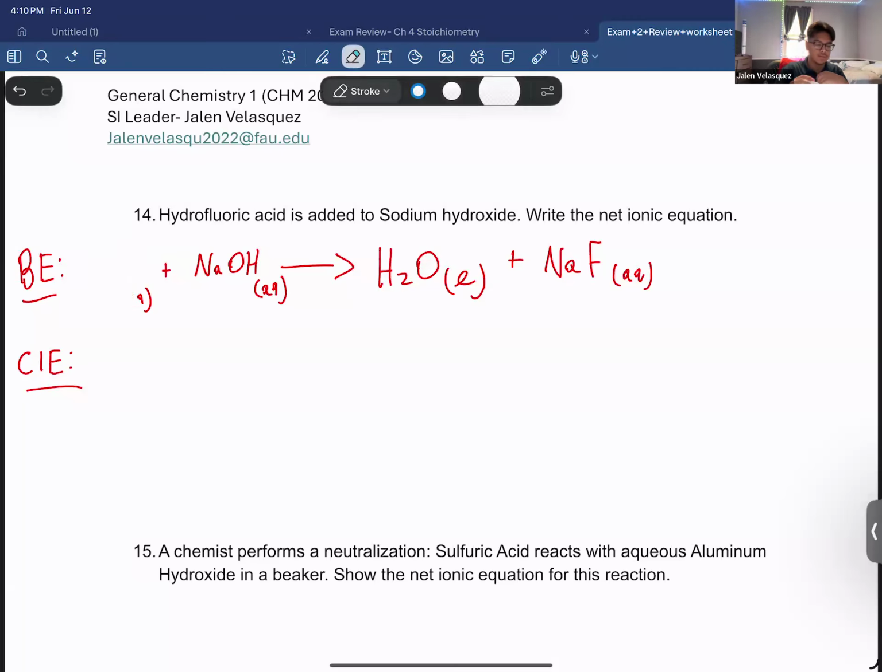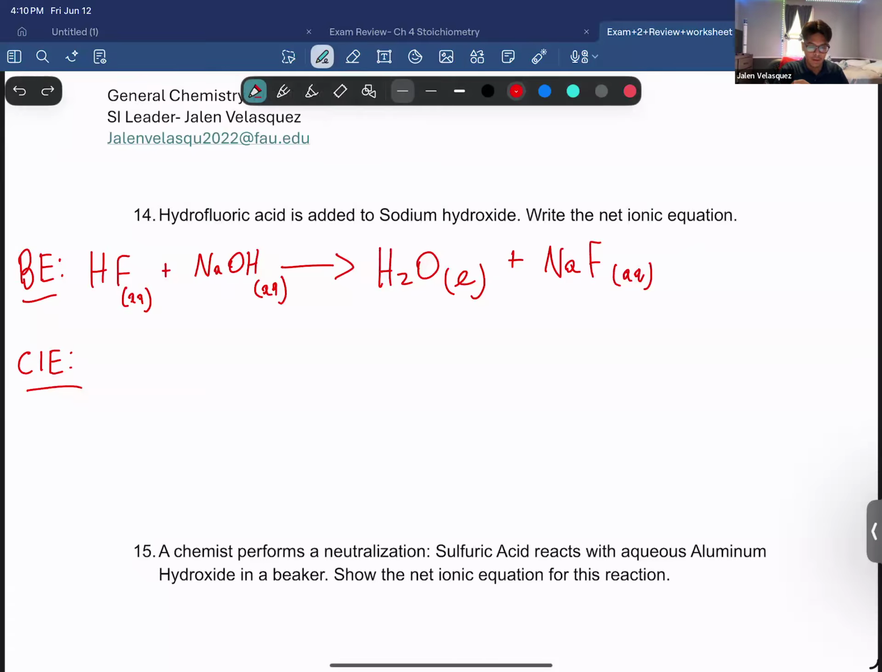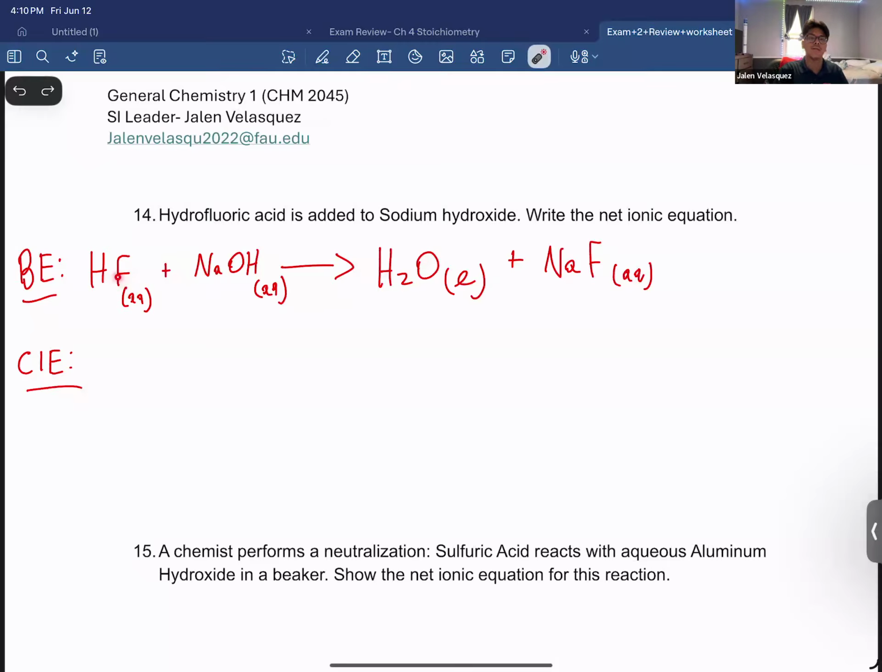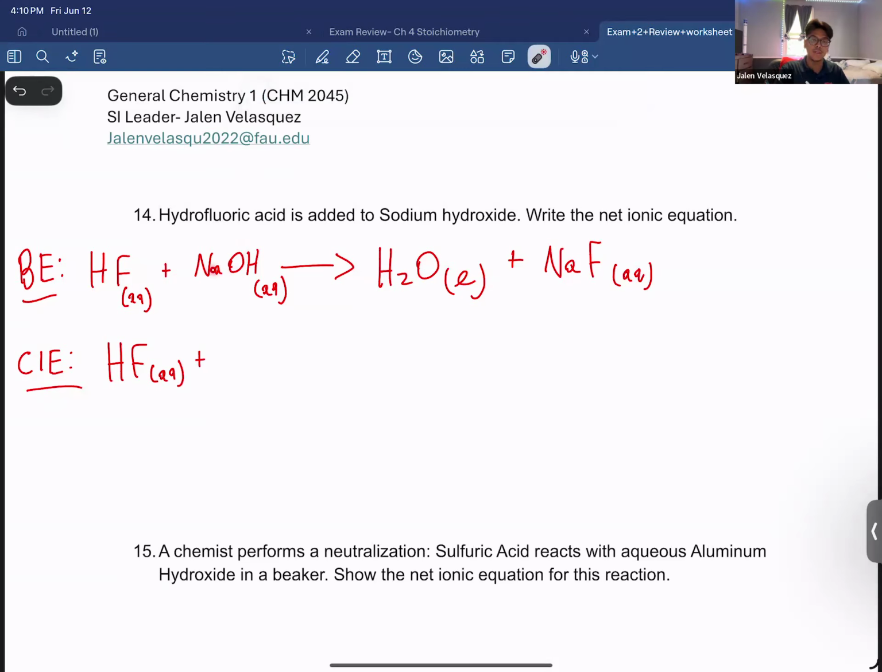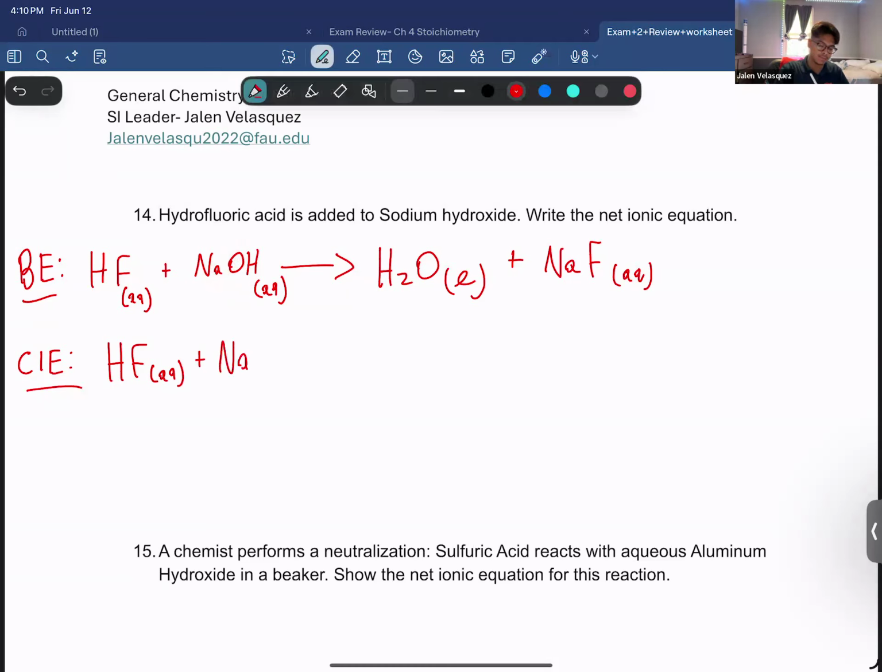We have hydrofluoric acid, right? We know this is a weak acid, so it's only going to partially ionize in solution. So that means that we cannot ionize it. We're going to have to write it and keep it together. So we have HF. Sodium hydroxide is a strong base, so that will fully ionize in solution. So we have to ionize that. So we have Na plus, and then we have OH minus.